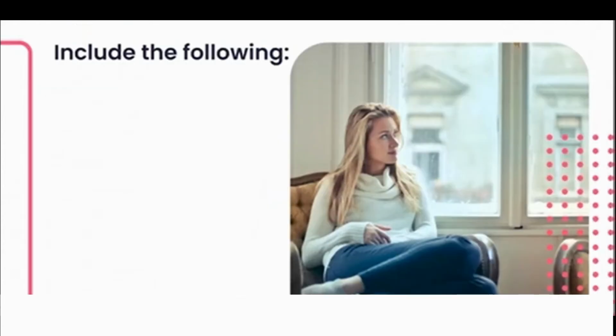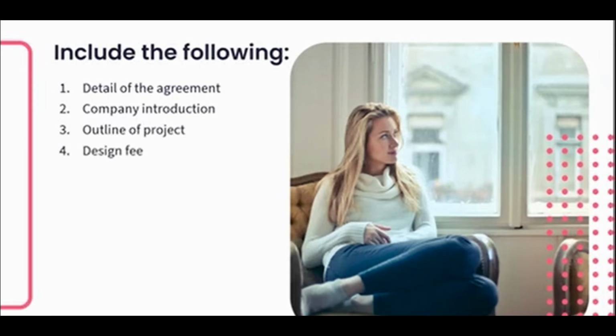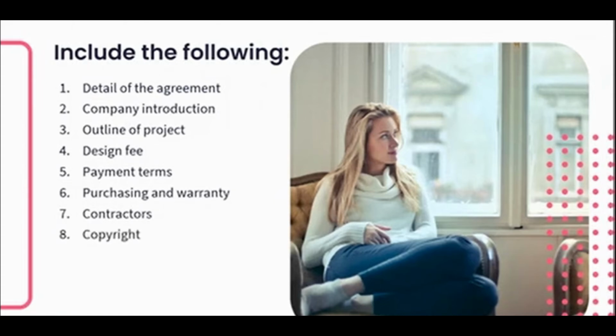Next, we need to look at some of the headings and elements that you need to include in your contracts or letters of agreement. Firstly, you need to include the detail of the agreement. What is the agreement about? We need to have a company introduction. You will outline your project. You'll include your design fee, so all of the design fee structures that we've just looked at. You'll include payment terms, purchasing and warranty terms, contractors and subcontracting terms, copyright, photography, termination, and lastly, an insurance clause.